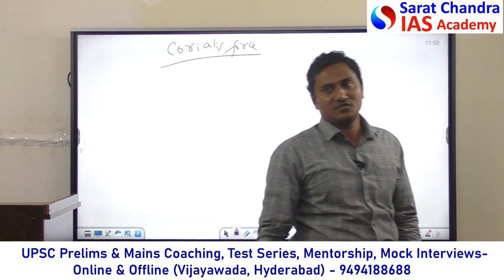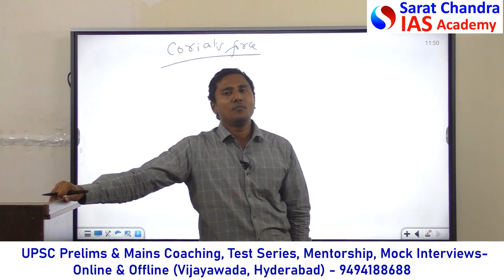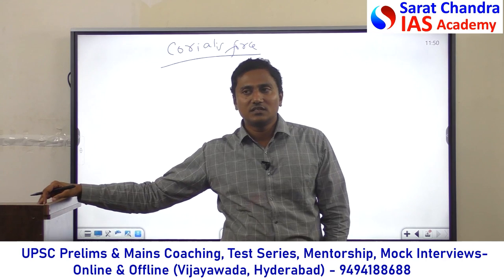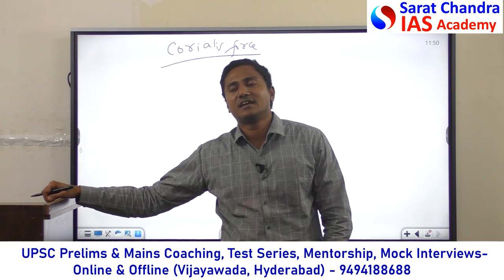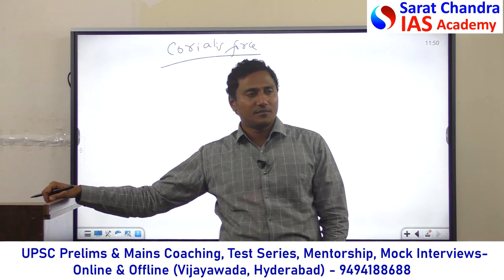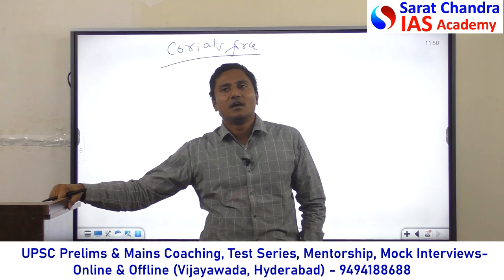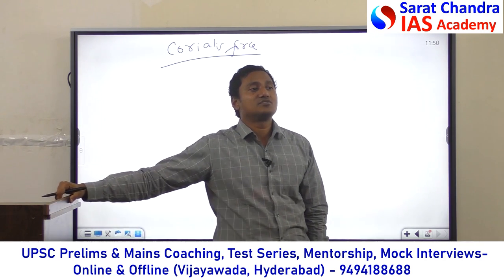This is Coriolis force. So you can write down simply: Coriolis force is the movement of wind towards its right hand side in the northern hemisphere and towards its left hand side in the southern hemisphere.